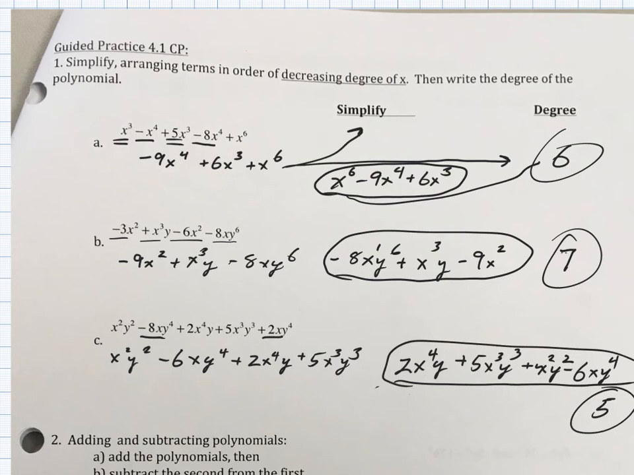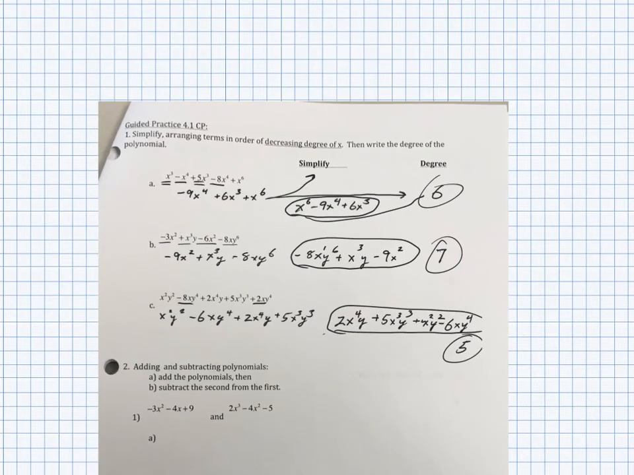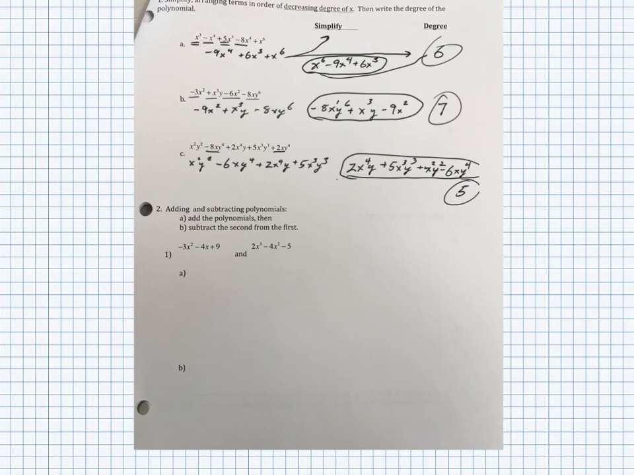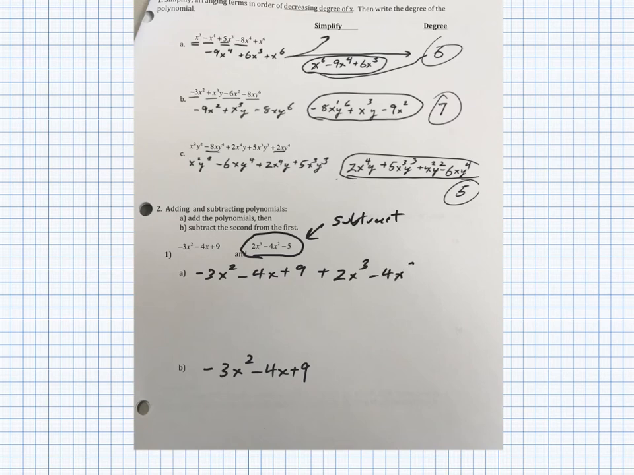We go to the next page. You're already there. It says add and subtract. Adding is not so bad, but subtracting means that we need to take the opposite of the second expression. Let me do the add one first: minus 3x squared minus 4x plus 9, plus 2x to the third minus 4x squared minus 5.